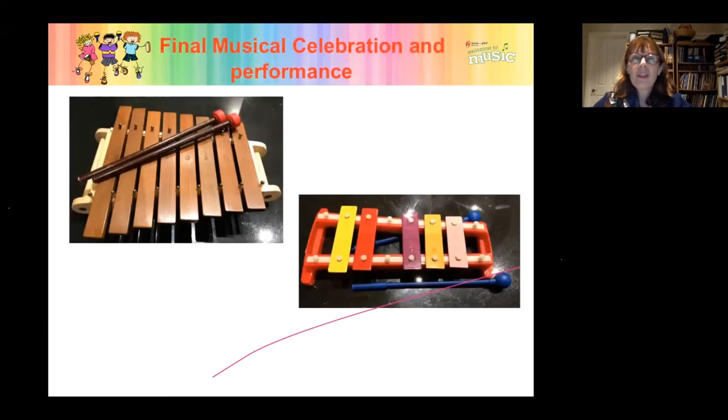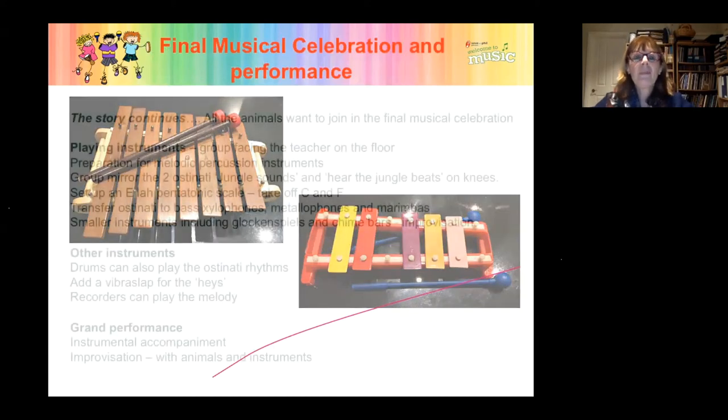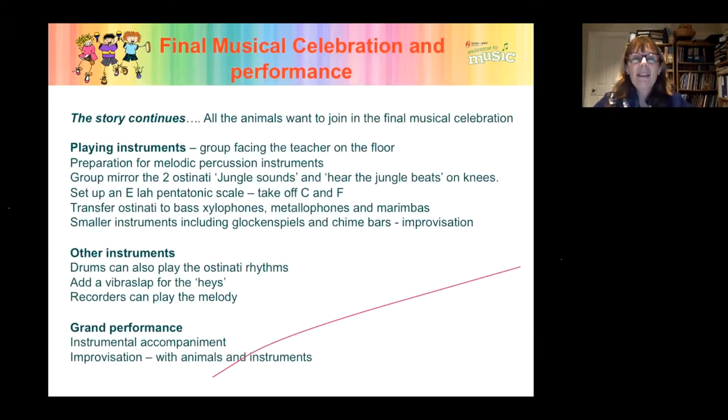Then we finish with a final musical celebration and performance. These are the kinds of instruments that we use: xylophones, glockenspiels. Those of you that are lucky enough to have marimbas, that's fantastic. So we play the instruments, and we can learn the ostinato parts on the instruments. So I'm just going to get my xylophone. I've just got a small xylophone.